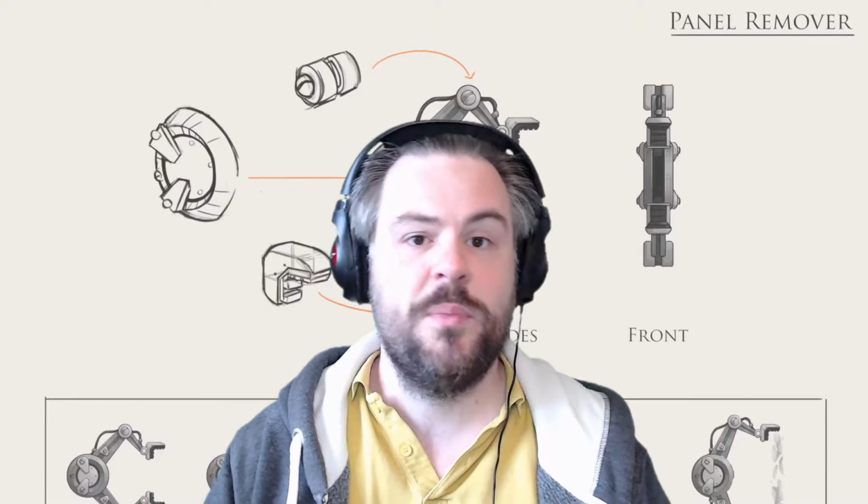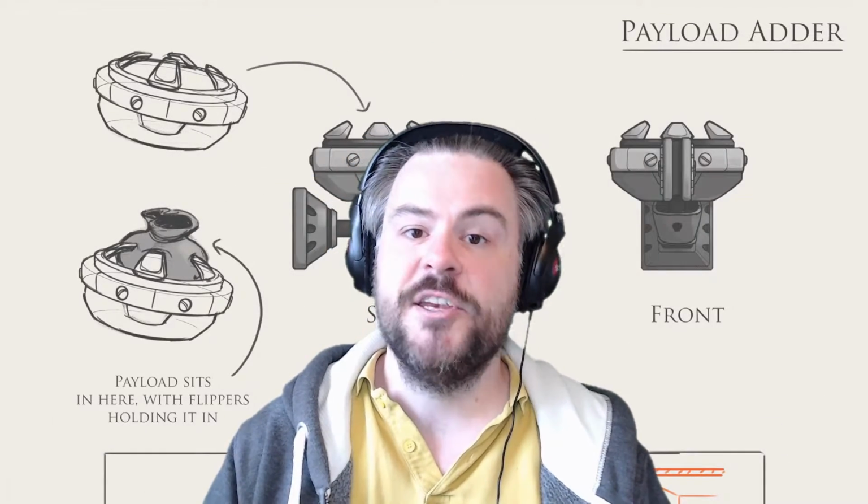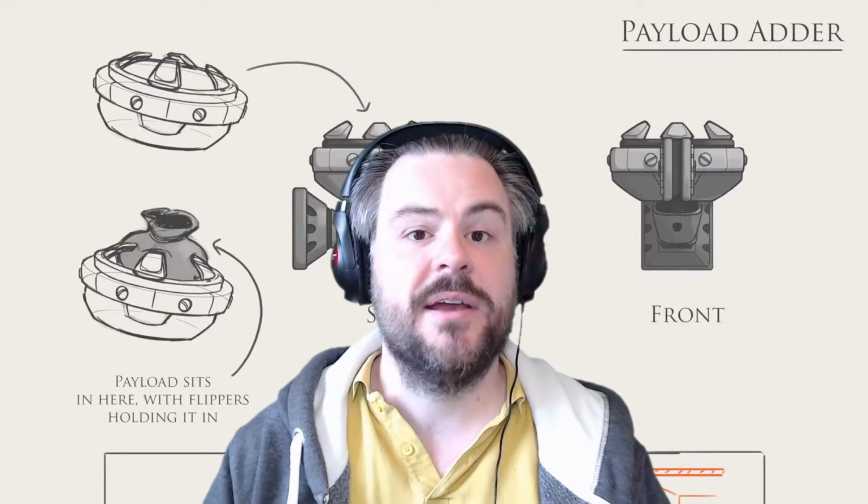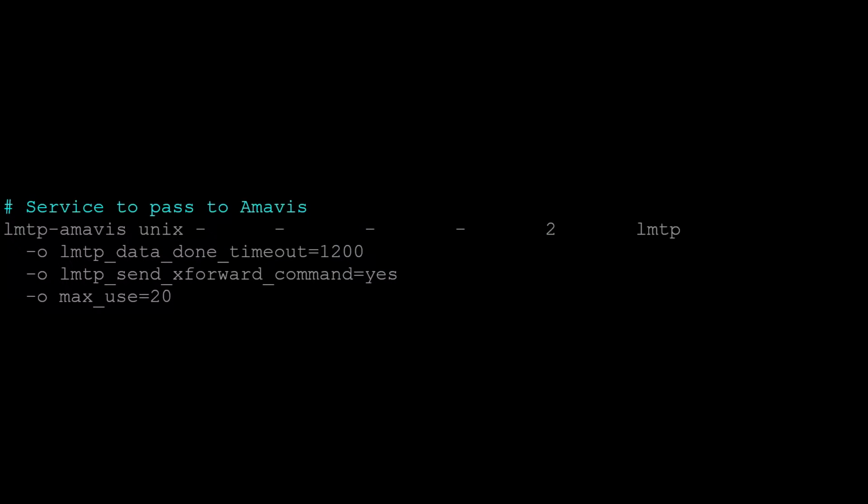So we need to tell Postfix to send emails to that socket so that Amavis will pick them up and process them. And we're going to add a new service to do this. So go back into master.cf and add this. So we're calling our new service lmtp-amavis. It's listening on a Unix socket. We're not actually going to use that.